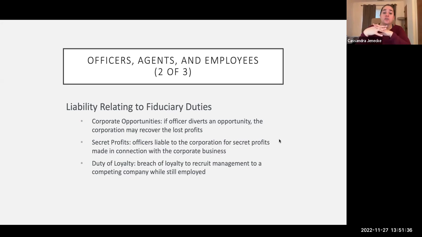I digress. So then you also owe a duty of loyalty, right? So you, as an officer, do not get to recruit people away from the corporation to a competing company that maybe you own while they are still employed with the corporation for whom you are an officer. Once they're not working there anymore, though, you can poach them all you'd like.